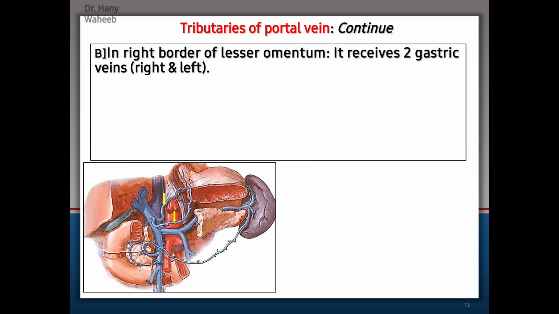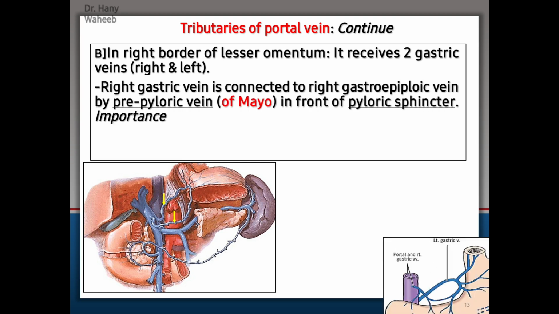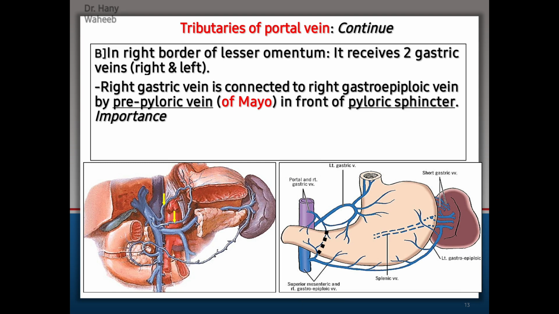Let us continue the tributaries of the portal vein. Two formative tributaries, splenic and superior mesenteric. Then, in the right border of the lesser omentum, it receives the two gastric veins, right and left. The right gastric vein is connected to the right gastroepiploic vein by the pre-pyloric vein, the vein of Mayo.